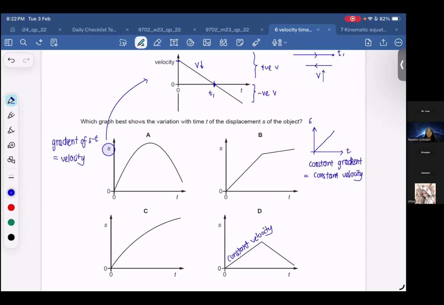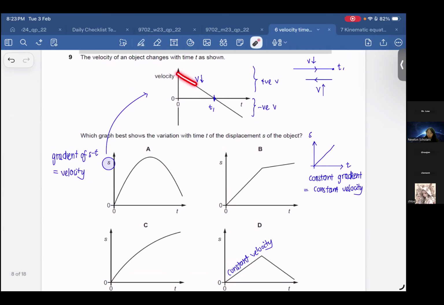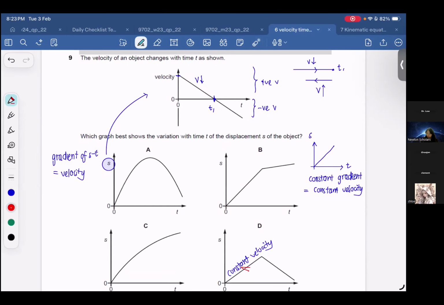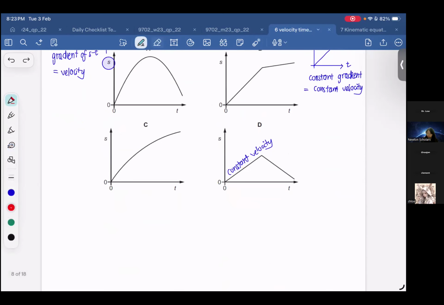This is constant gradient, constant velocity. But here, the graph that we interpret, the velocity has changed, it decreases. So this answer is confirmed wrong. So this part, the first part is already wrong.